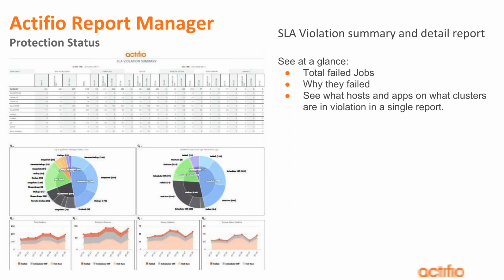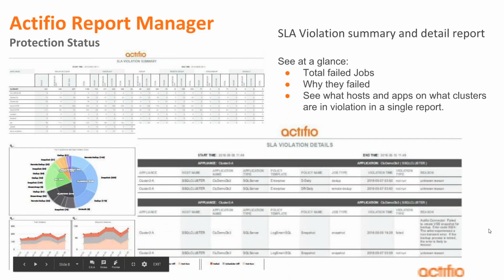So if you've got 30 CDSs and you had 15 SLA violations on CDS number 2, it'll say you had 15 SLA violations on CDS number 2, and those violations were on these hosts and on these applications. Now, as you can see, it's a good looking chart. It covers everything, but we probably want to get a little bit more granular if we are seeing some of those violations. And so we've got the SLA violation detail report.